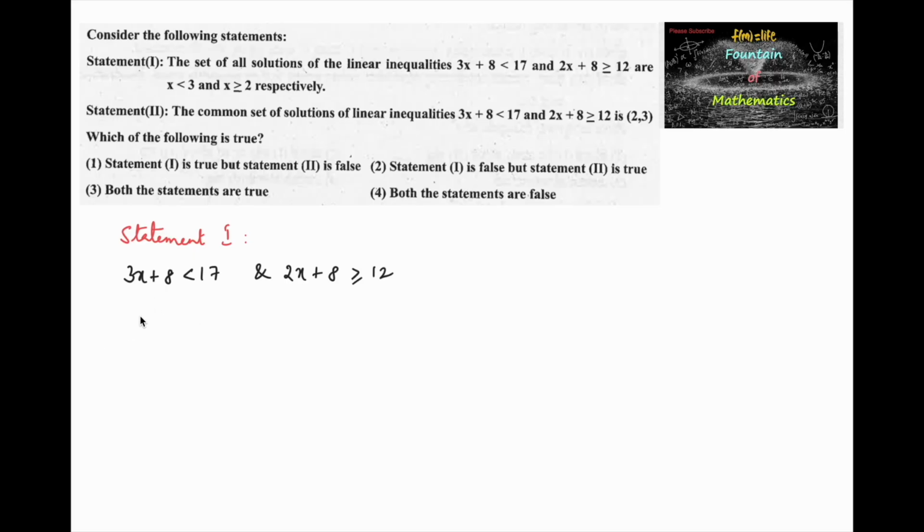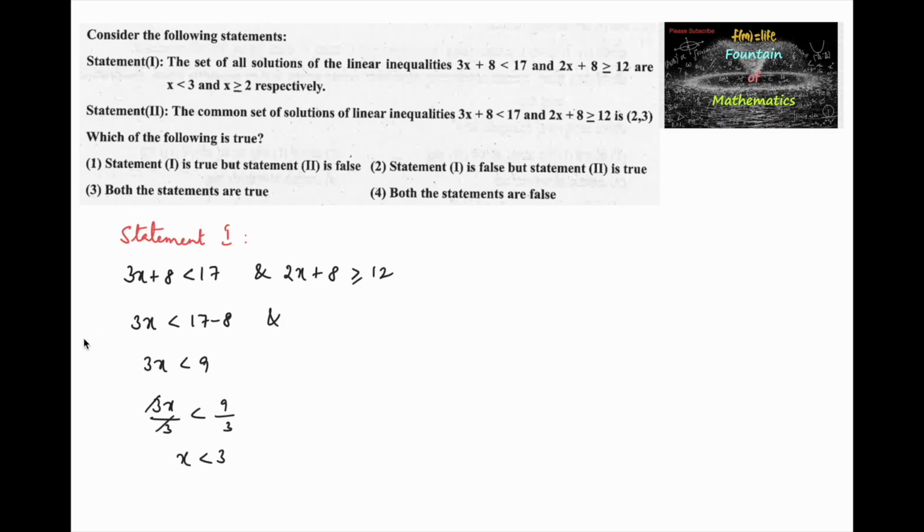Here, subtracting 8 on both sides, we get 3x is smaller than 17 minus 8, that is 3x is smaller than 9. Dividing by 3 on both sides, as it is a positive number, the inequality will not change. So we get x less than 3.